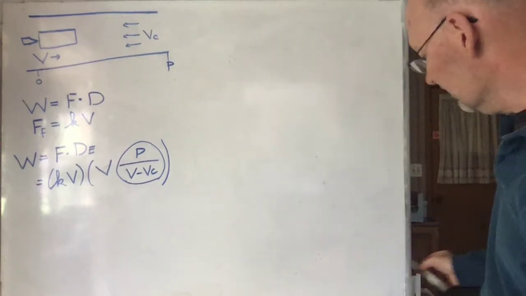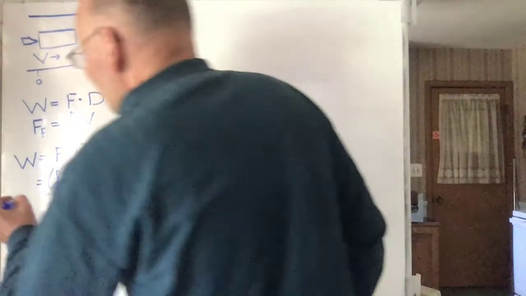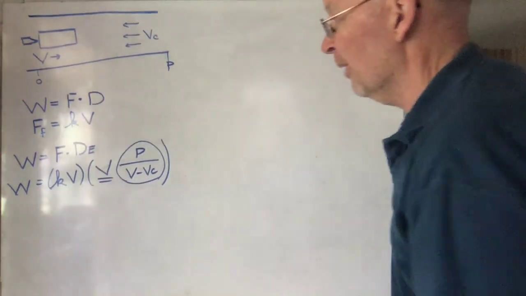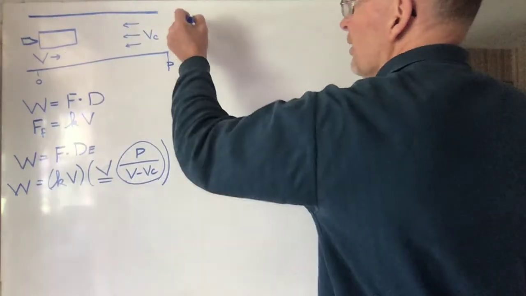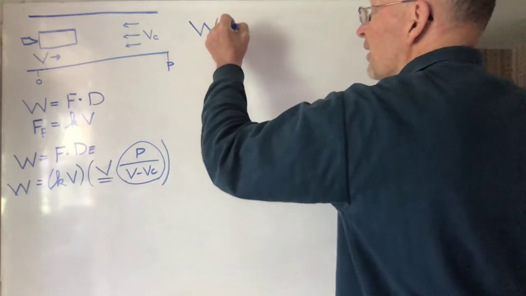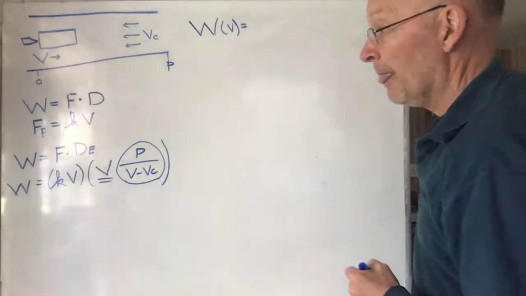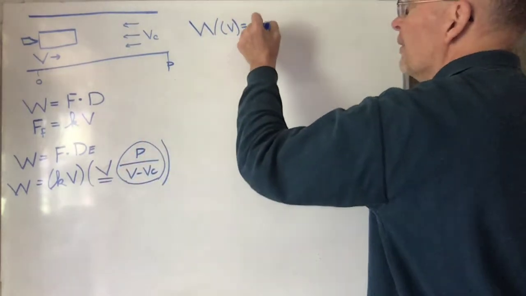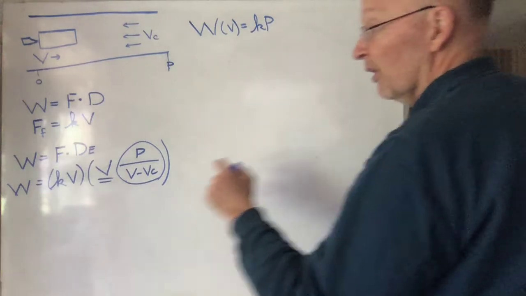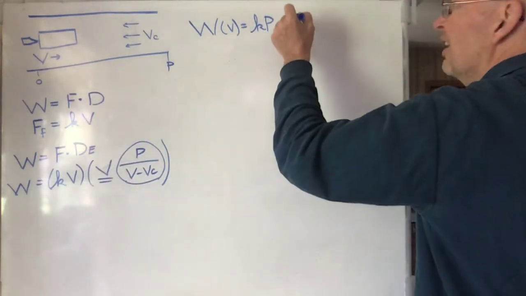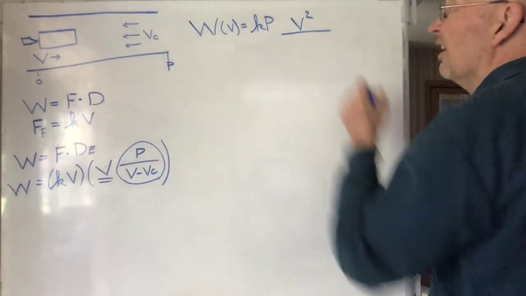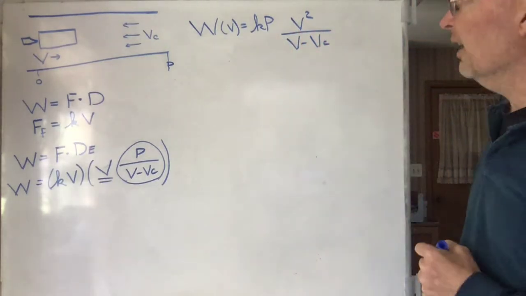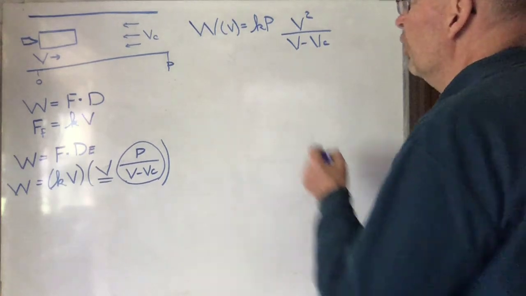Okay, now we can discover what choice of V is going to minimize that work. So let's do it up here. Here's the amount of work. I'll write it as work V is equal to K and P are both constants, so I'll bring them out front. And we're left with V times V divided by V minus VC. Okay, look good? So there it is.